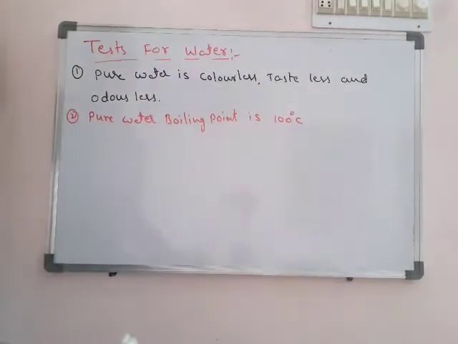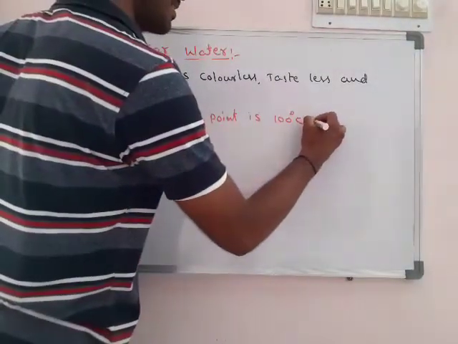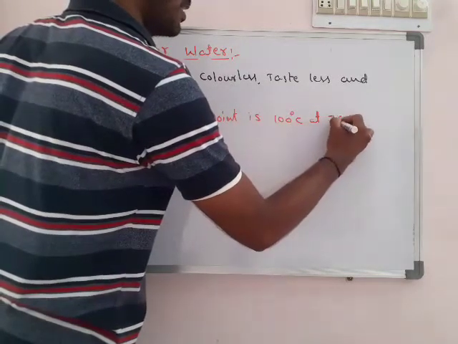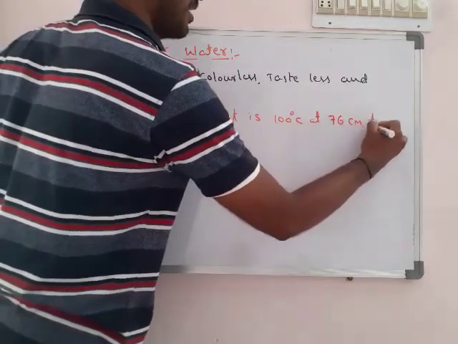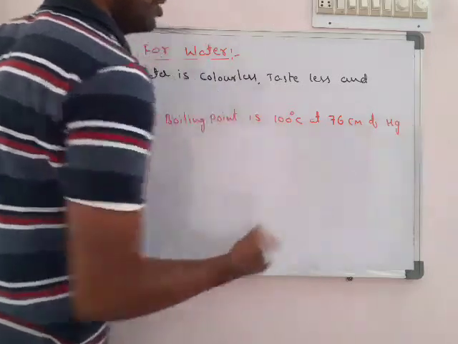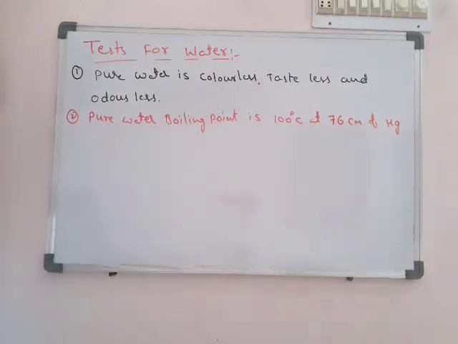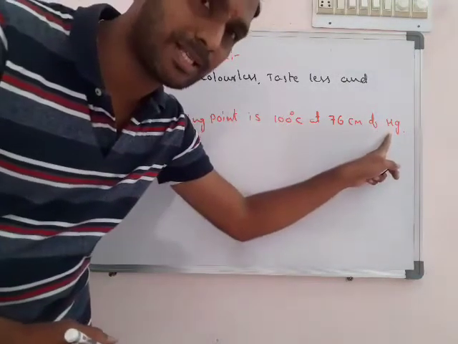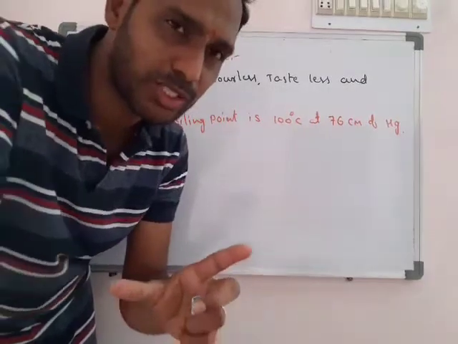So the pure water boiling point is 100 degrees Celsius. At what pressure condition? At say 76 centimeter of Hg. What is meant by 76 centimeter of Hg? That indicates the pressure. So here we call them mercury pressures. Okay. So why do we use mercury?